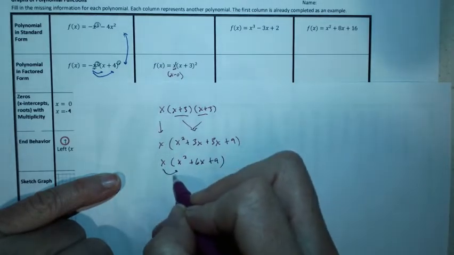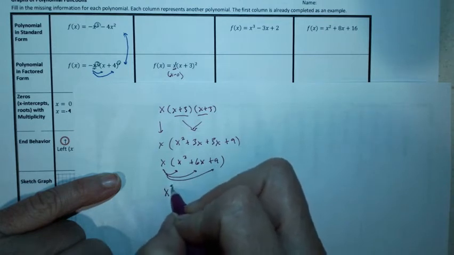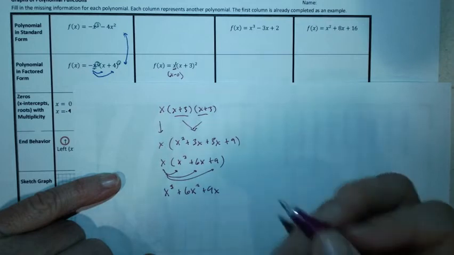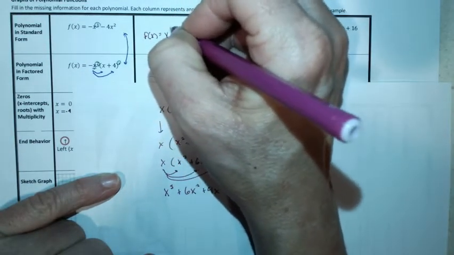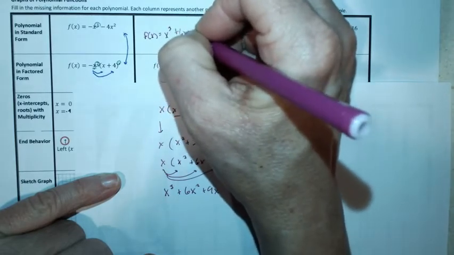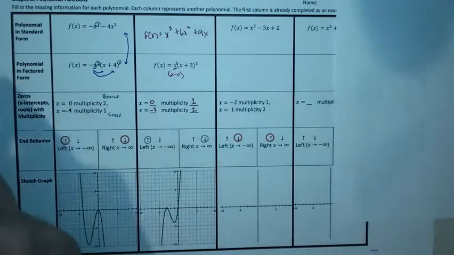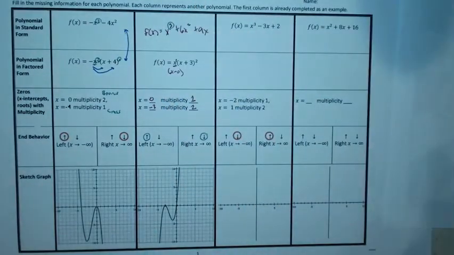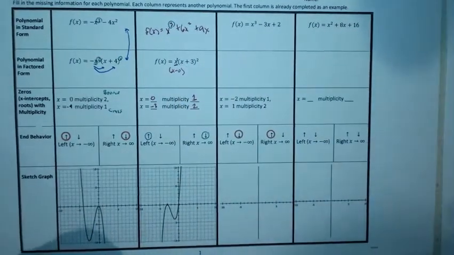And now I can just go ahead and distribute this x through here. x cubed plus 6x squared plus 9x. And I can write that up here. My f of x equals x cubed plus 6x squared plus 9x. And then you can tell with this standard form that my function is odd because it's a power of 3, just like down here, 1 plus 2 is 3 in factored form.